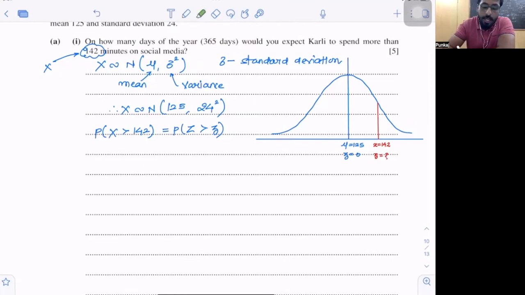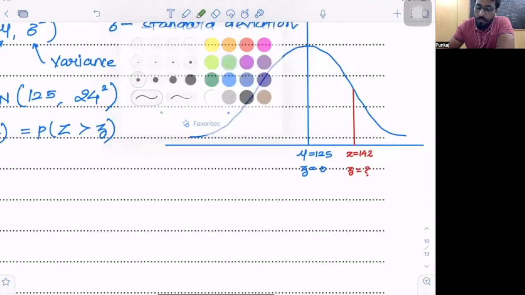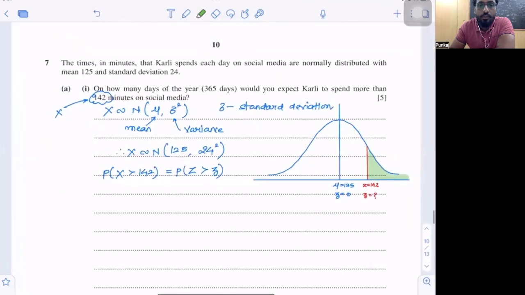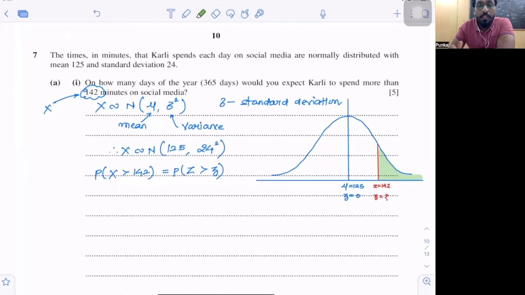So actually, I have to find the area under the curve after 142. That's my question. And then this area will give me the probability. Once you get this probability, you simply multiply it with the 365 days. Those many days you will find that Carla is spending more than 142 minutes on social media.